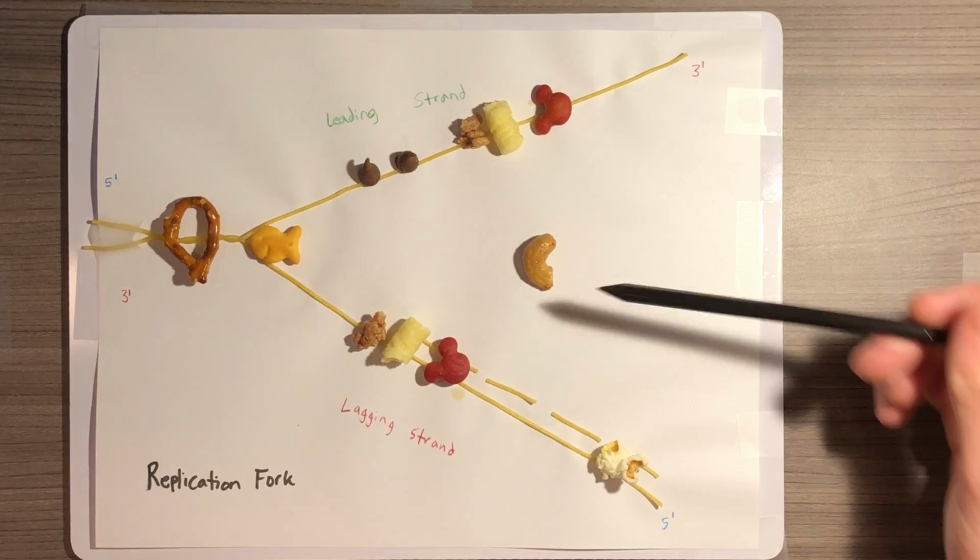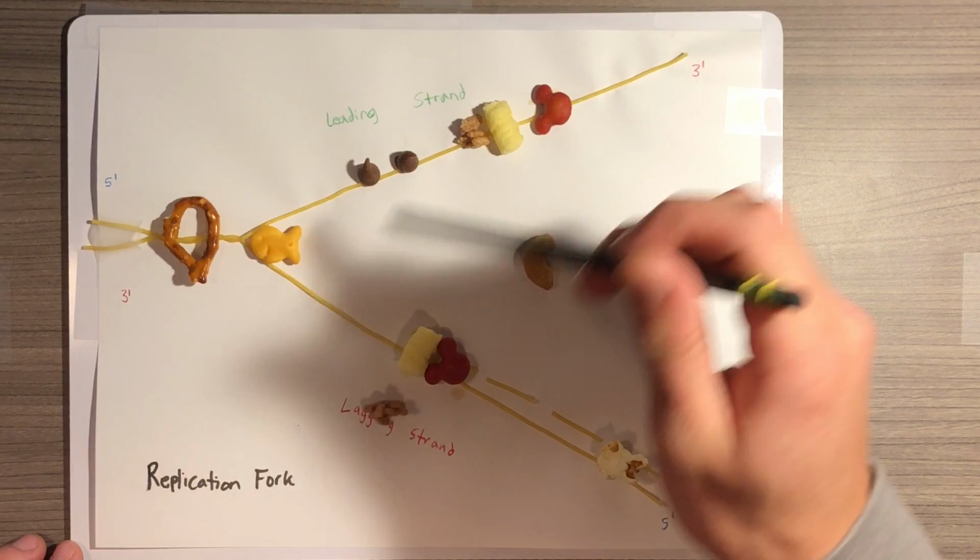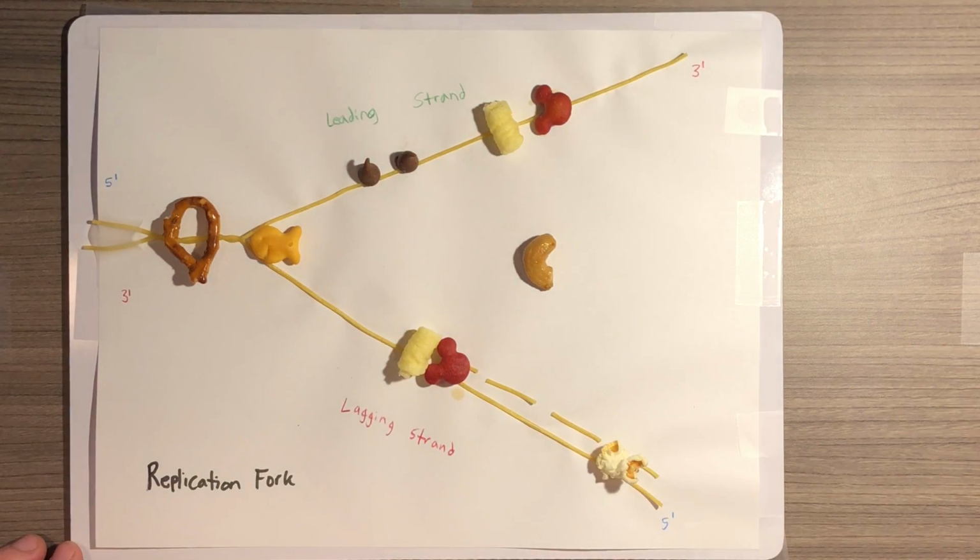I have represented the DNA polymerase I with a cashew, and it would come in and remove these RNA primers and then fill in their spots with DNA. The final step in this process is up to the enzyme called ligase, which is represented by this popcorn. Ligase attaches DNA to phosphodiester bonds to completely seal the newly formed strand.